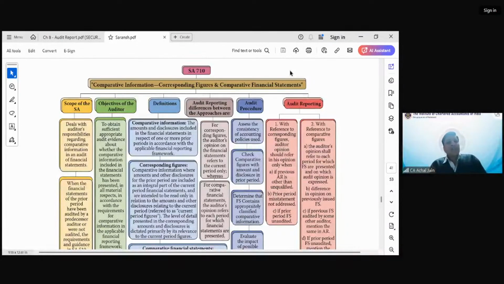Pallavi is asking, is it possible that one auditor is going to audit? Yes, possible. The same auditor can also audit all the branches. There's no such restriction. That is also a possibility. Any more questions?